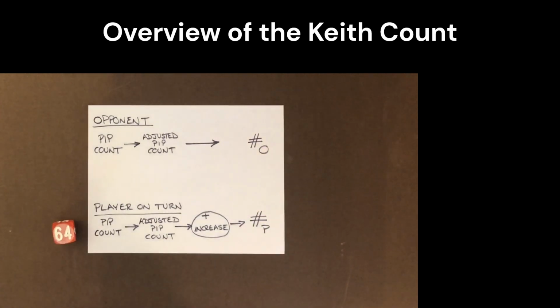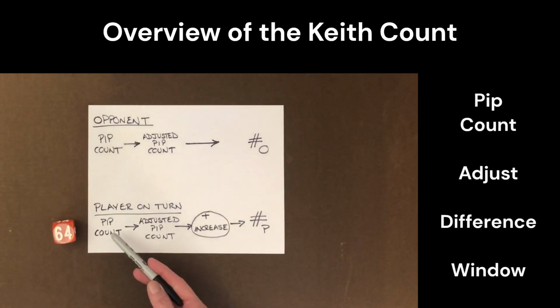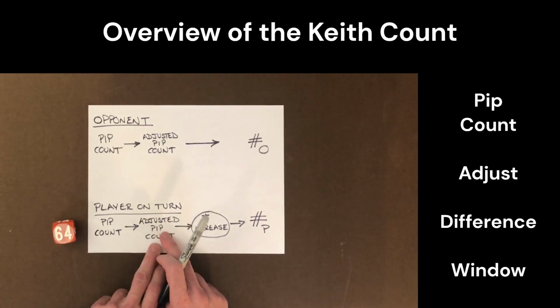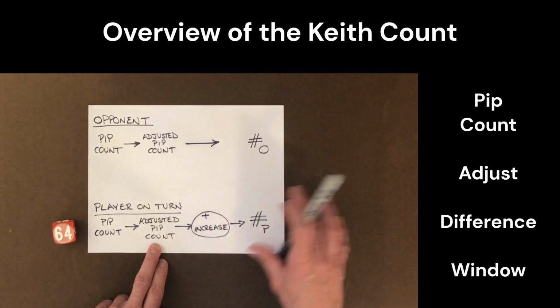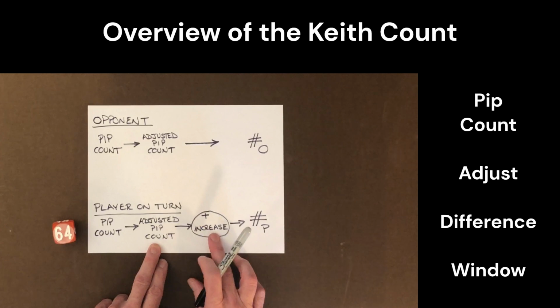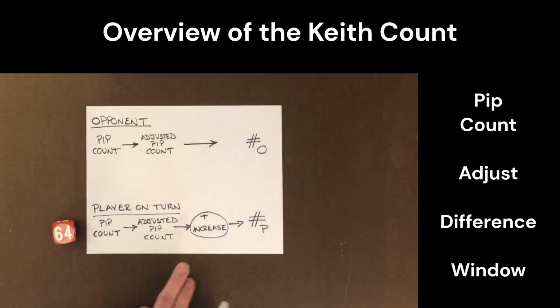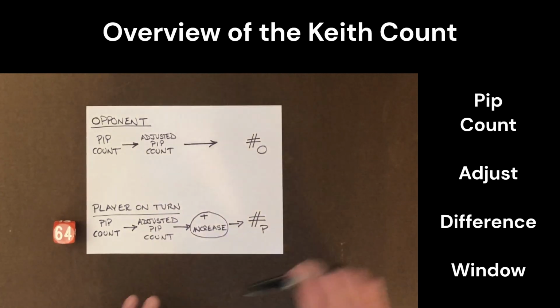Now for the player on turn, very similar. We do the pip count, we adjust it the same way, penalizing for stacks and gaps. We do one more change, we increase this number, and that gives us a number for the player who's looking at the cube. So we have our two numbers, and that's all we need.